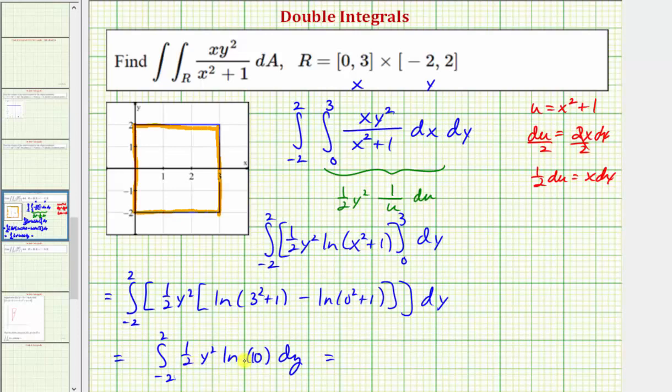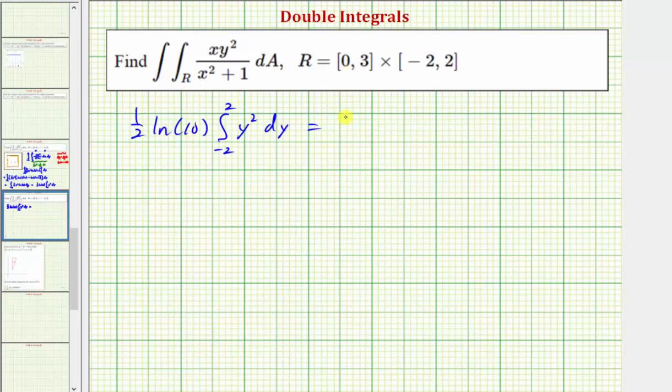We could also factor out the 1/2 and natural log 10. Let's go ahead and do that. We'd have 1/2 natural log 10 times the integral from -2 to 2 of y squared. And let's go ahead and finish on the next slide. We'd have 1/2 natural log 10 times the antiderivative of y squared would be y to the third divided by 3. Let's go ahead and factor out the 3 from the denominator, which would give us 1/6 natural log 10.